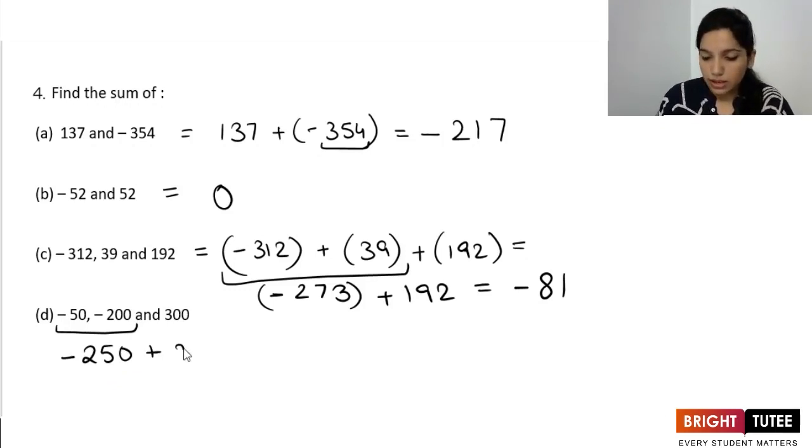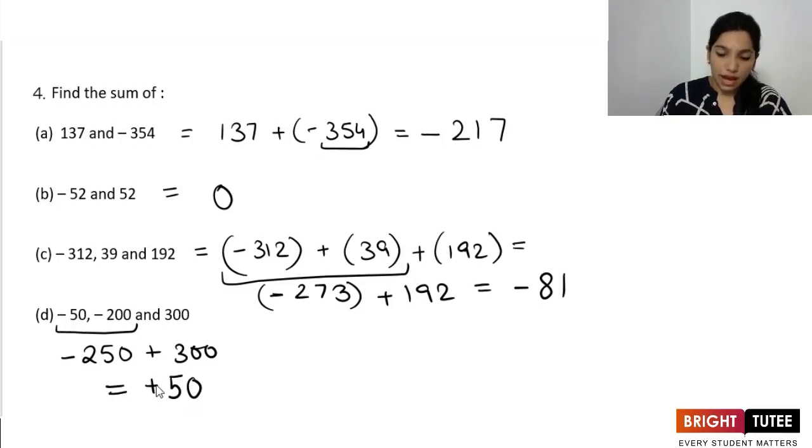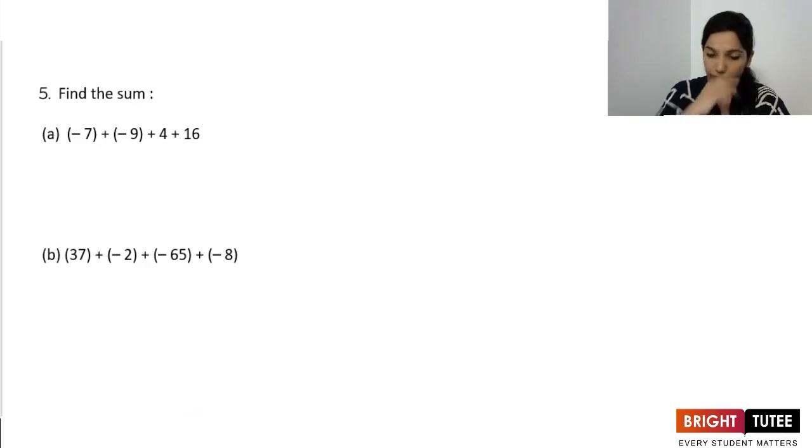Now we need to add this to 300. Here one is a negative integer and the other is positive, so we simply subtract the two. The answer is 50. The bigger number is 300, so we'll borrow its sign. So it is plus 50. I hope every time we work a question, you are getting more confident with it.